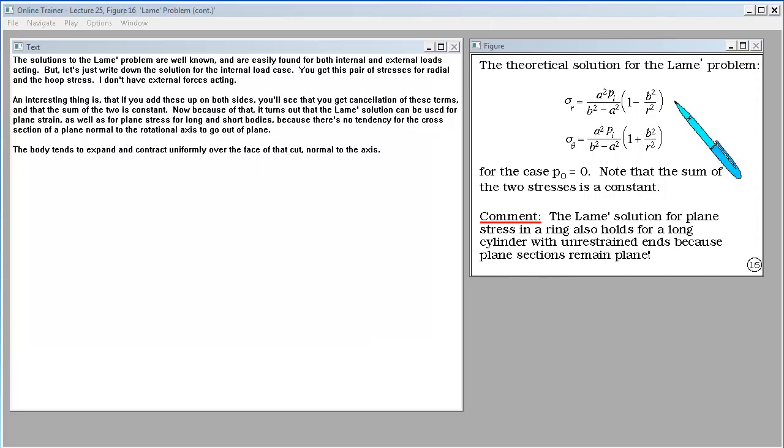You get this pair of stresses for radial and the hoop stress. I don't have external forces acting. An interesting thing is that if you add these up, on both sides, you'll see that you get cancellation of these terms and that the sum of the two is constant. Now, because of that, it turns out that the Lamé solution can be used for plane strain as well as for plane stress for long and short bodies, because there's no tendency for the cross-section of a plane normal to the rotational axis to go out of plane. The body tends to expand and contract uniformly over the face of that cut normal to the axis.